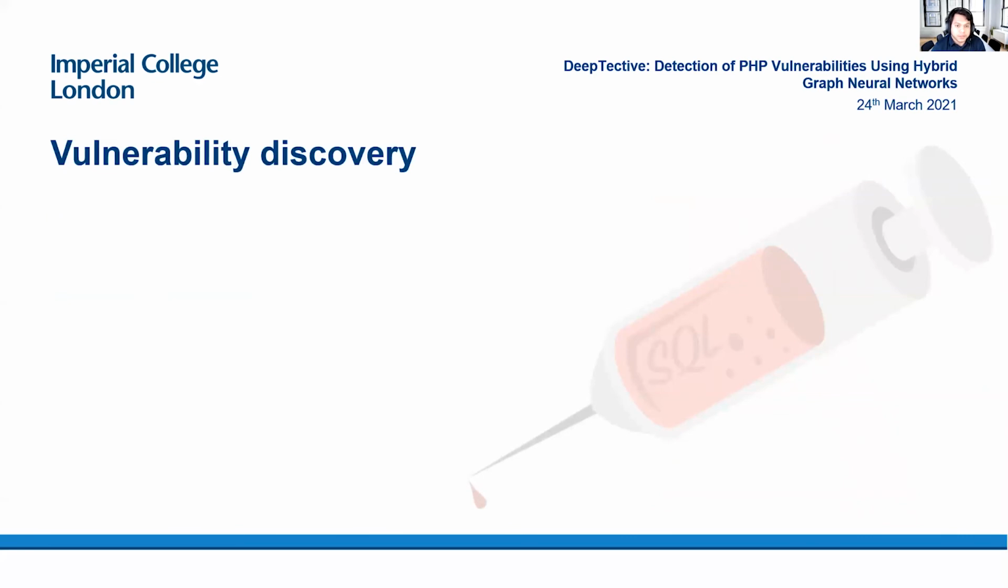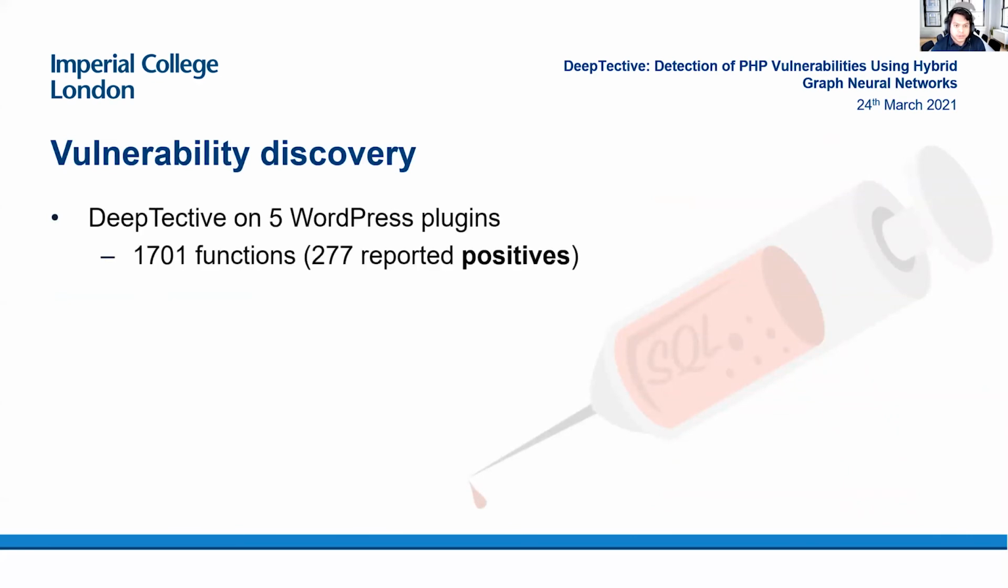Lastly is the vulnerability discovery. We ran DeepTective on 5 selected WordPress plugins and analyzed 1,701 functions. From this, 277 were reported as positives. From these 277 positives, we manually inspected the source codes and were able to confirm 4 vulnerabilities.